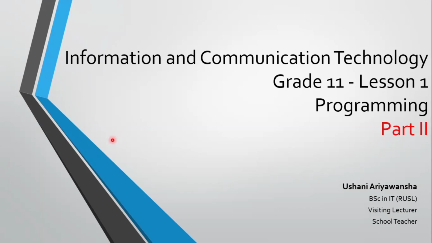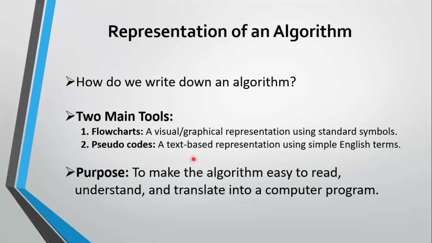This is part 2 of programming. In our previous session, we discussed what an algorithm is and what the types of control structures are. Now we know what an algorithm is. How do we write one down? We can't just write a messy paragraph, no? We need a standard way that anyone in the world can understand, right?